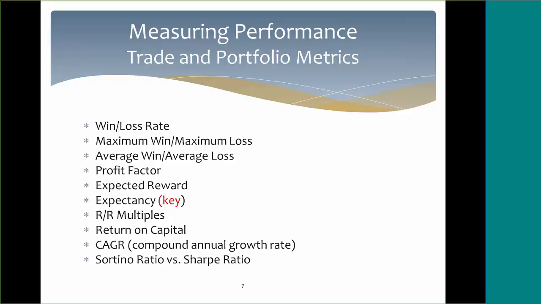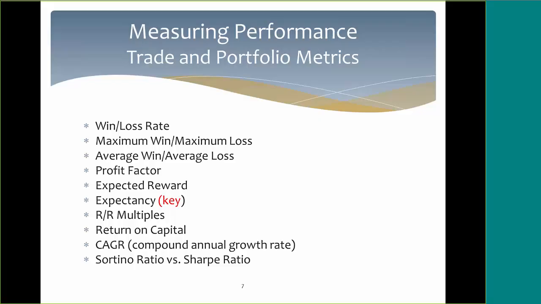But the ones that really are important, I think, are average win, average loss, profit factor, expected reward, expectancy, which is really key. And then how well your portfolio does in terms of realized risk-reward multiples, your return on capital, and then your CAGR for your system, and then compare that with your underlying so that you get an idea of how well you're doing compared to the underlying. Sortino ratio is good to know, as well as Sharpe ratio.